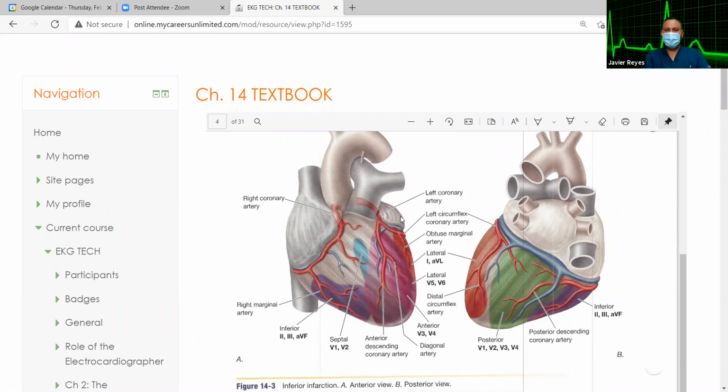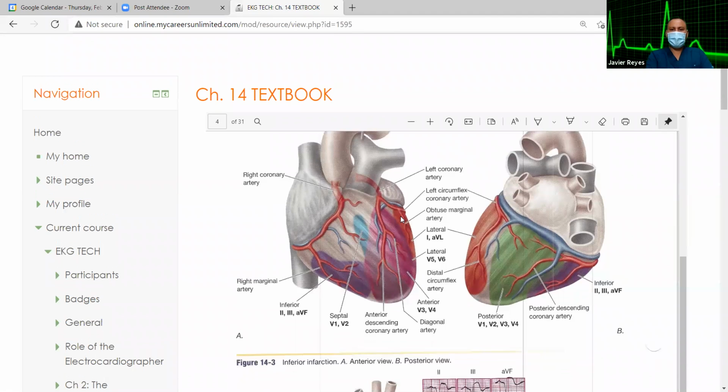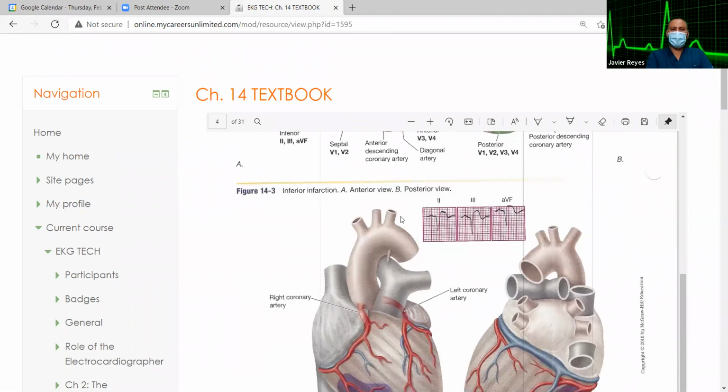And so on. The lateral infarct, which is on the side, can be determined by looking at which lead, Janie? A lateral infarct, which means on the side of the heart. Or which other one? 1. Correct. 1, AVL, V5, and V6, because they're located on that side of the heart. So that's how you should go about determining where the infarct is happening.